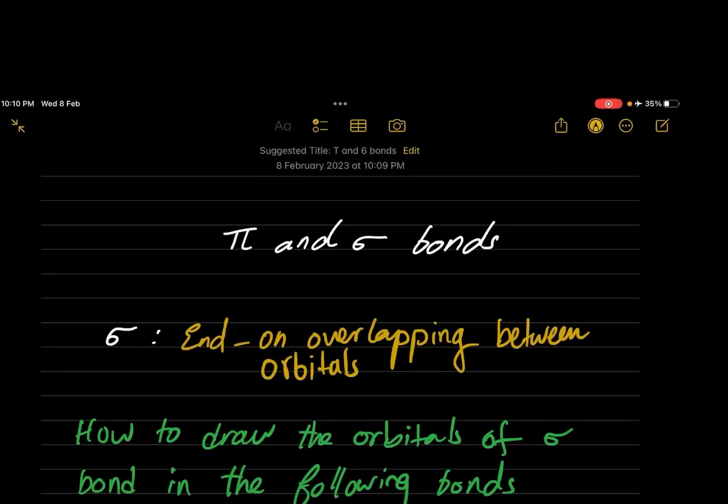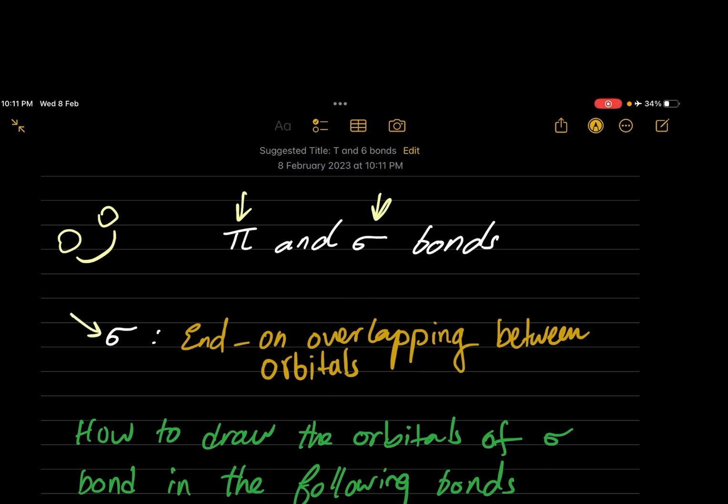Hello and welcome everybody. We're going to discuss a certain type of bonds, which are sigma bond and pi bond. We just noticed that the atoms in the universe make bonds to become happy. So we're going to start the way of being happy, and we will start with the first one, which is the sigma bond in this case.